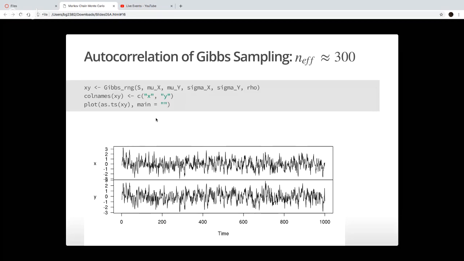And the answer to that, it can be a lot for Metropolis and also for Gibbs. But for Stan, it tends to be a lot better. So we'll talk about that on Thursday.